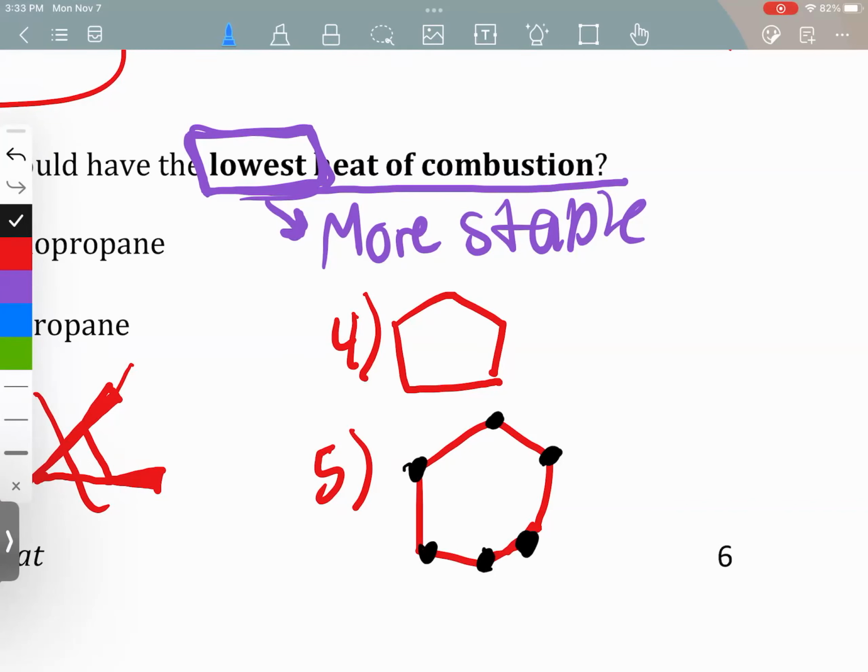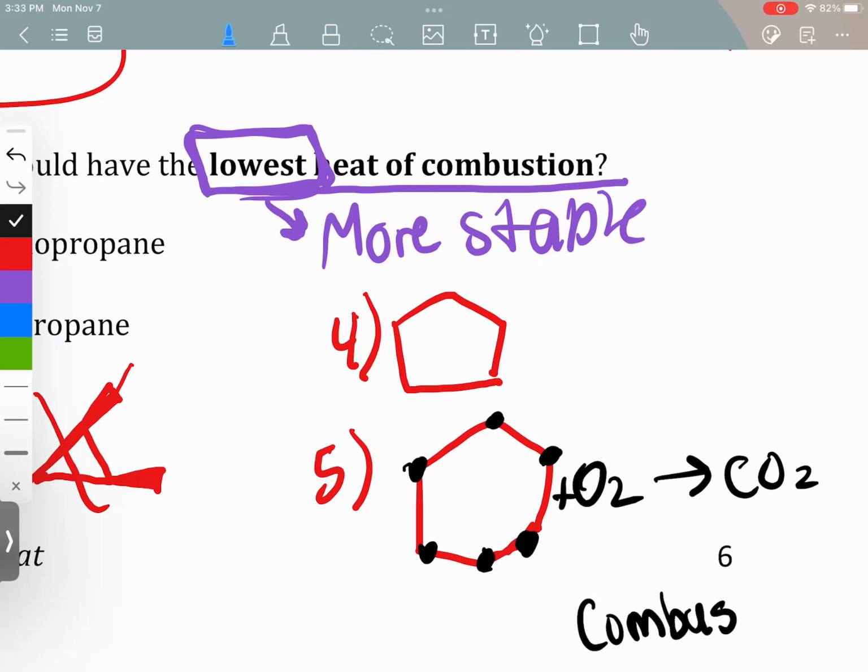And this is due to the fact that when you do the reaction for the heat of combustion, you're reacting these with O2. So when this reaction comes into play, what you create is a lot of CO2. So the more carbons you have, the more CO2 you create, which is a very combustible reaction.